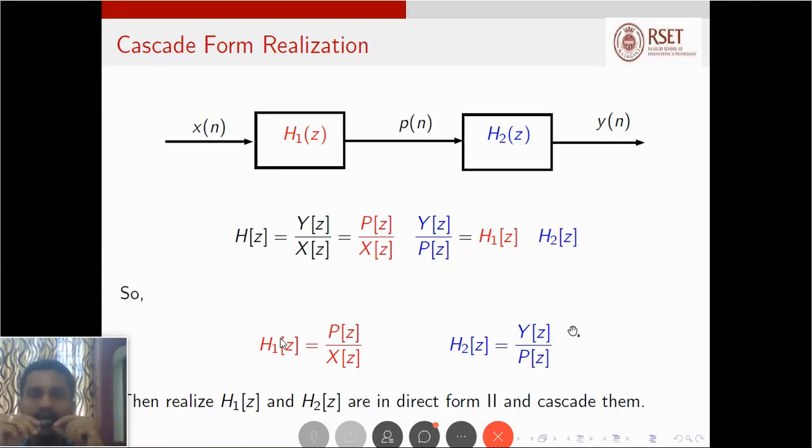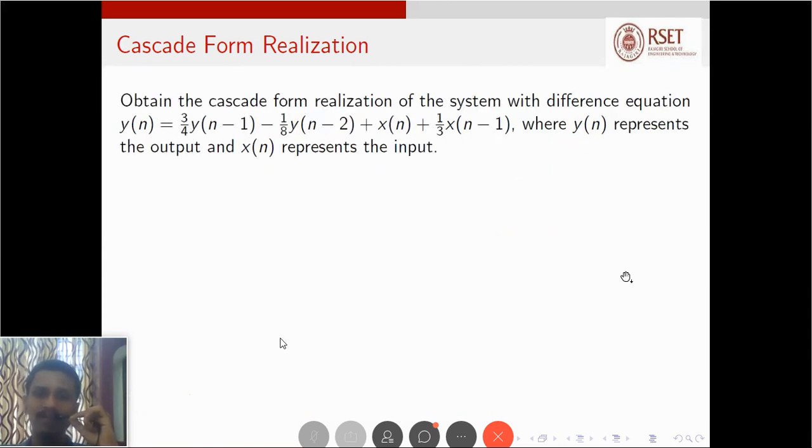So you need to split the transfer function like this into h1 of z and h2 of z, and then realize them in direct form 2 and then cascade them. That is the idea behind the cascade form realization. We can go to the example.